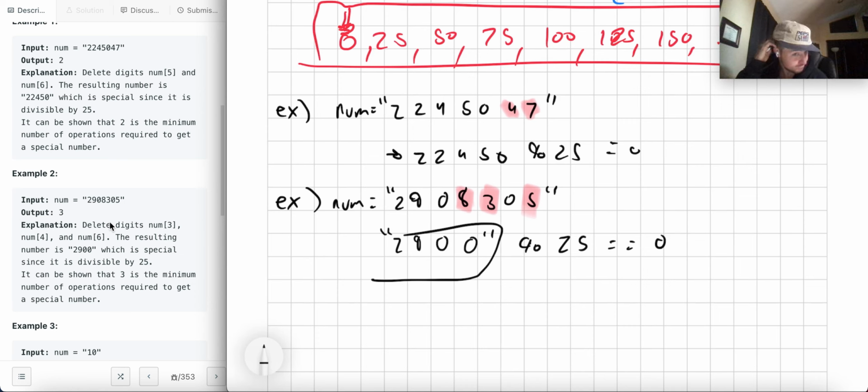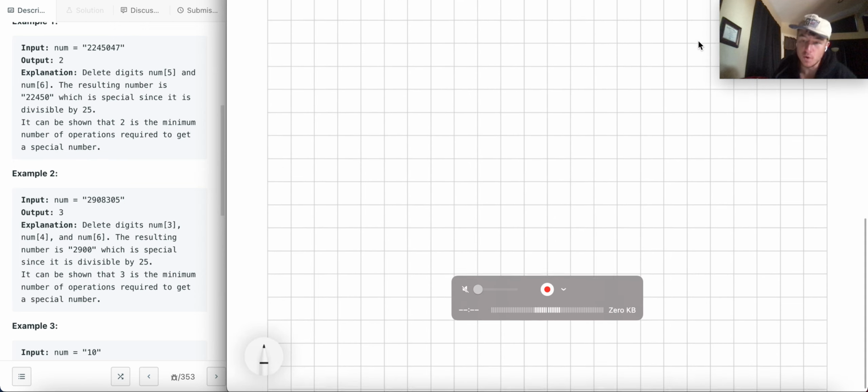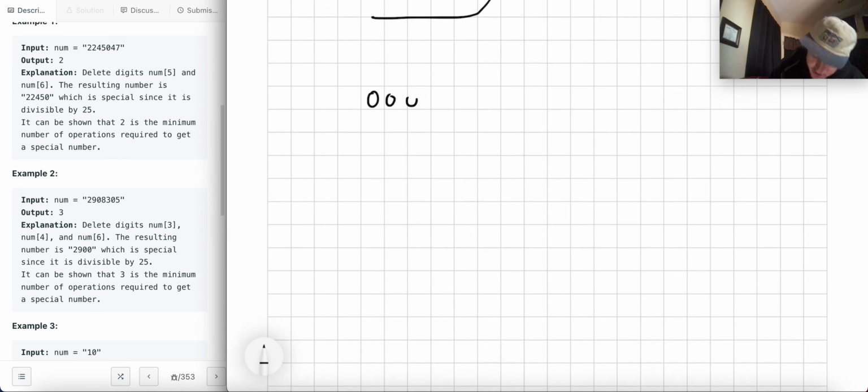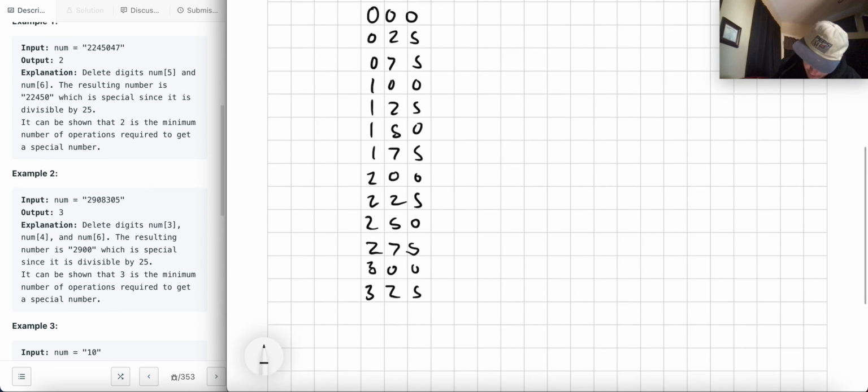Well, the pattern is like 0, 25, 50, 75, 100, 125, 150, let's just go through a few of them, okay? And I'm going to write it in a kind of weird way. The first number in my pattern is 0. The next thing that's divisible is 25. The next is 75, then 100, then 125, then 150, then 175, 200, 225, 250, 275, 300, 325, 350, 375, 400.